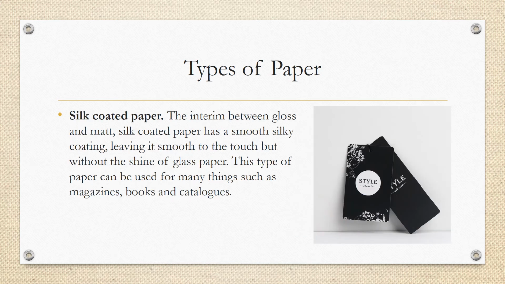Next is silk-coated paper. The interim between gloss and matte, silk-coated paper has a smooth, silky coating, leaving it smooth to the touch but without the shine of gloss paper. This type of paper can be used for many things such as magazines, books, and catalogs.